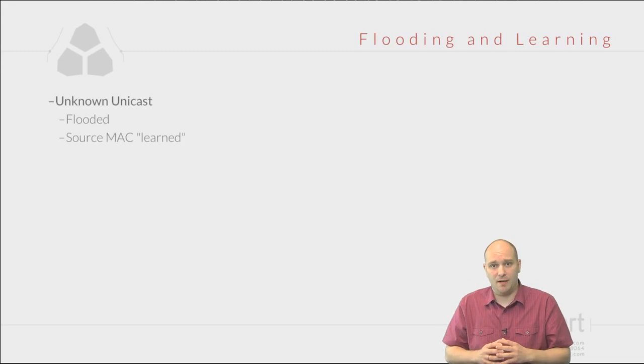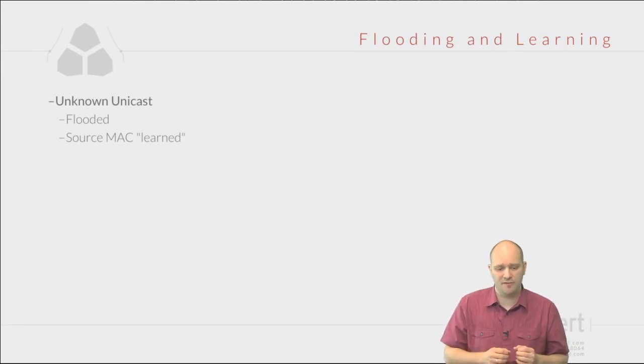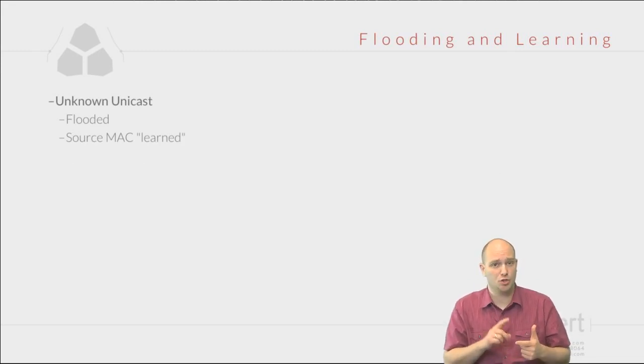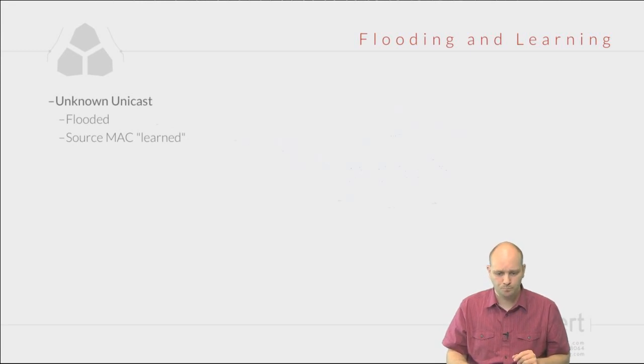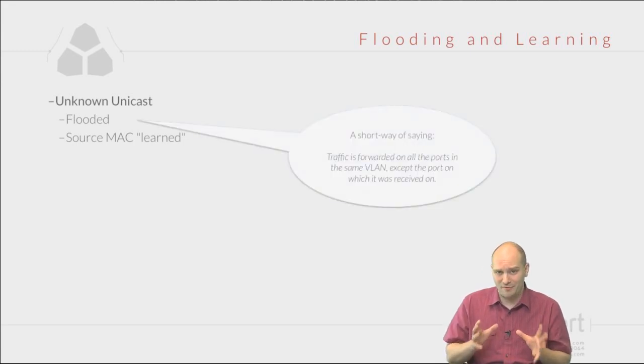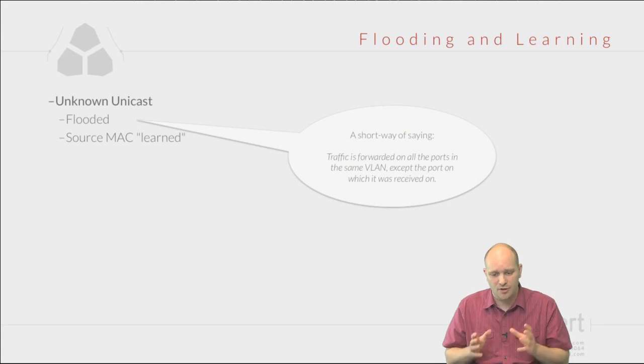So, to recap a little bit, unknown unicast traffic is flooded and the source MAC address is learned. It's learned and stored in a special switching table, coming up in a moment. What we mean by flooded is, as I described, the traffic is forwarded on all the ports in the same VLAN except the port it was received on. This is what I want you to remember. This is a key point, what flooding actually means in a layer 2 context.